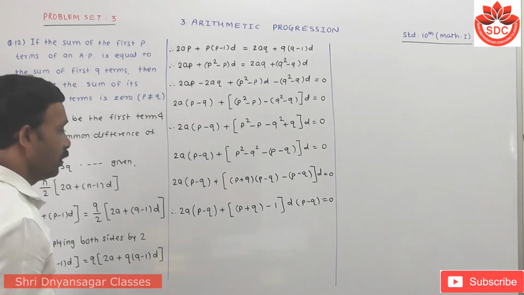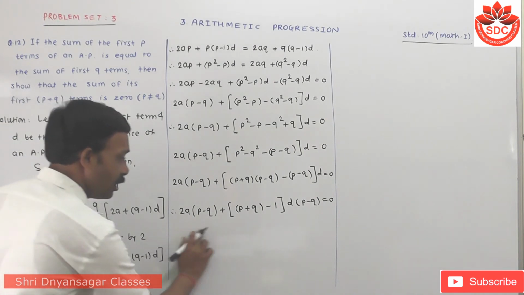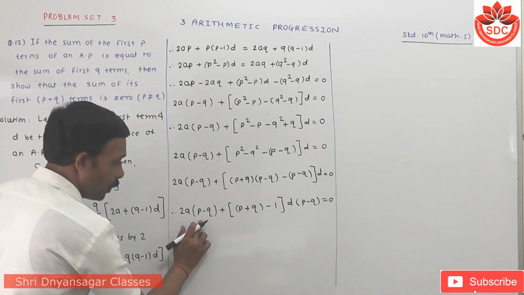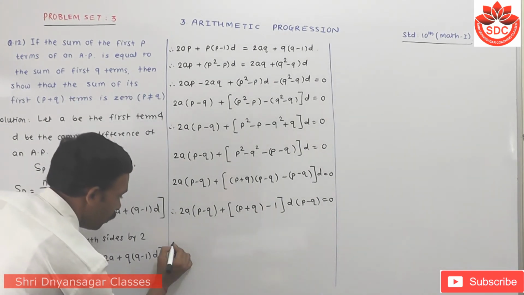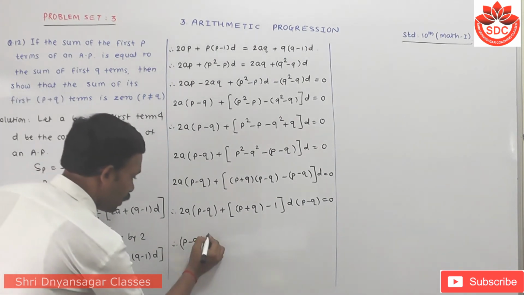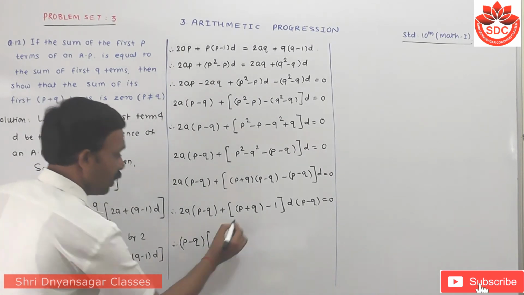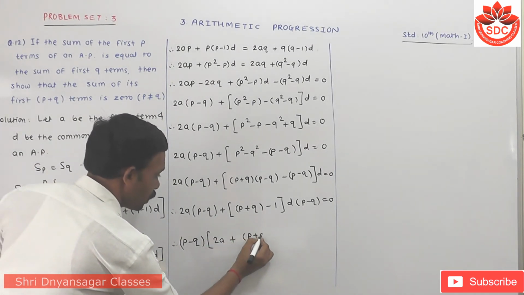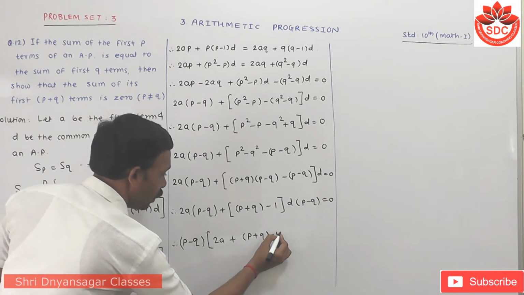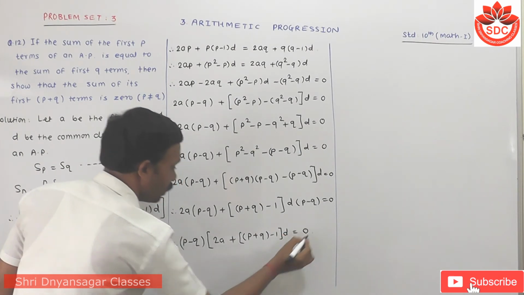Now student, then again in the total equation, take p minus q common, then in bracket remaining is twice a plus in bracket p plus q minus 1 into d, and p minus q in bracket is equal to how much? 0.